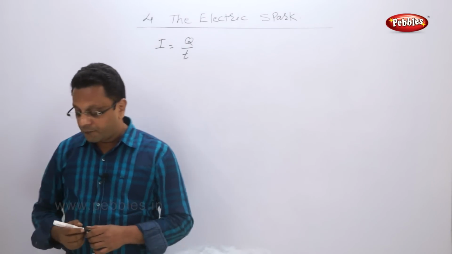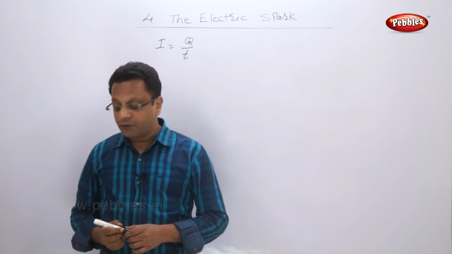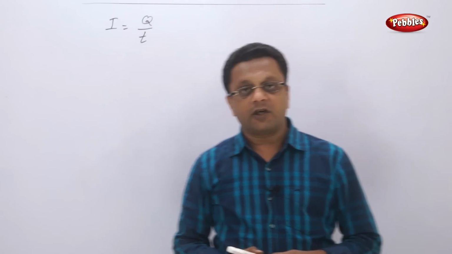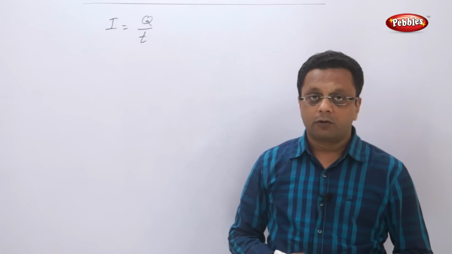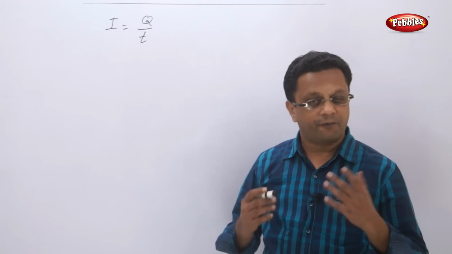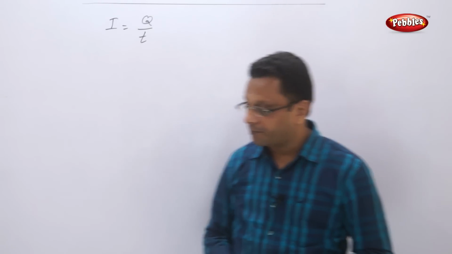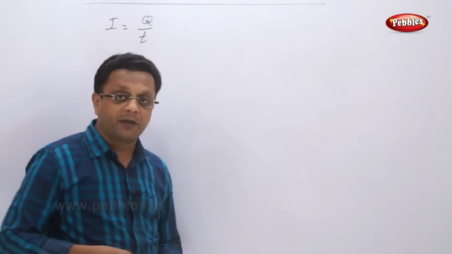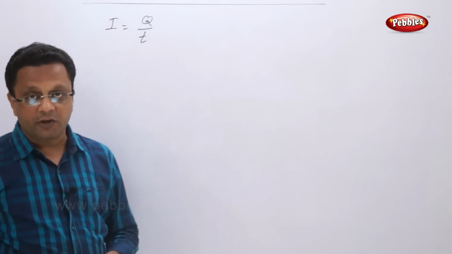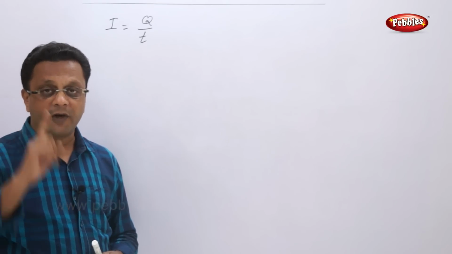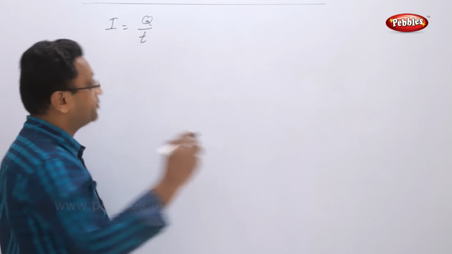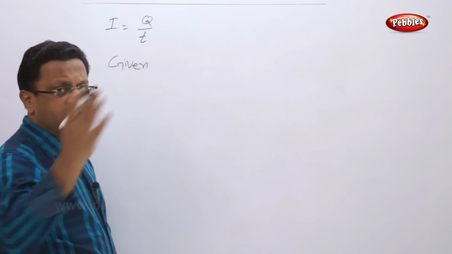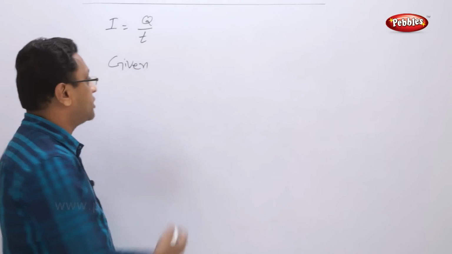A current of 0.2 ampere is flowing through a bulb for 5 minutes. Find the charge that is flowing through the circuit. Very easy, very simple example. Whenever you are solving examples in physics, the first thing you have to remember is to always note down first what is given. Though this example is very simple, still we will go step by step.